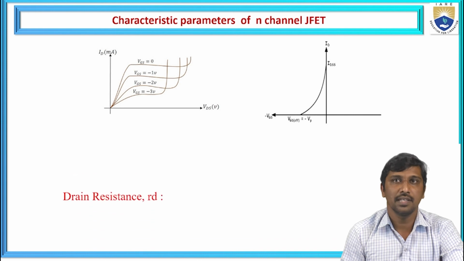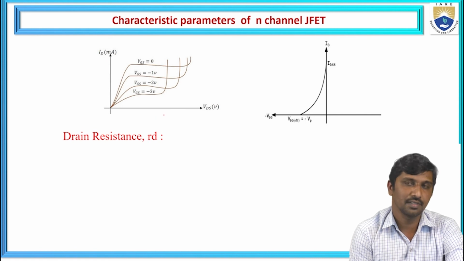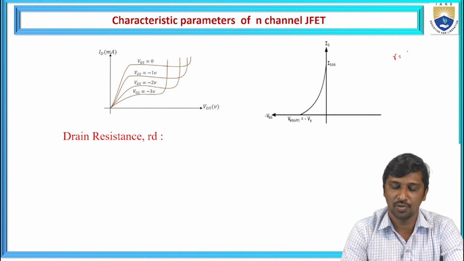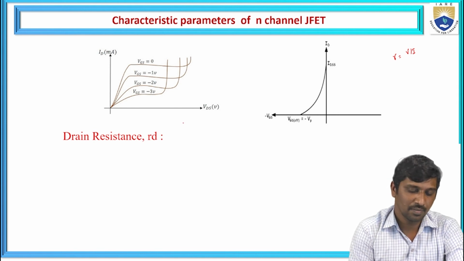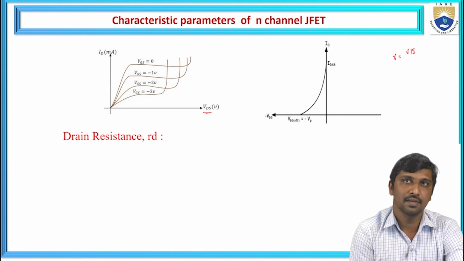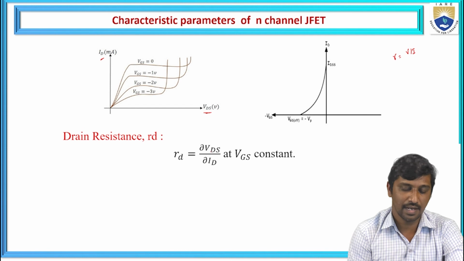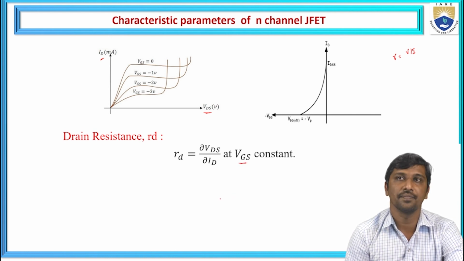One is the drain resistance. This drain resistance is observed from the drain characteristics. Generally, we know that resistance is a ratio of voltage to current. R is nothing but V by I. Hence, from the drain characteristics, V means VDS and I means ID. Hence, RD is represented as the rate of change of drain to source voltage to the rate of change of drain current. And these drain characteristics are observed by keeping VGS constant.